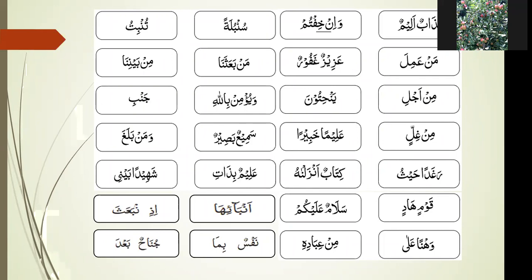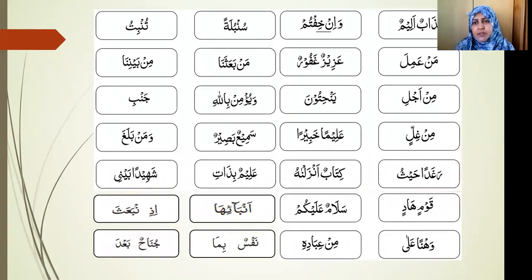Min ajli. Ahsanti. So which rule did you apply on the Noon Sakin here? So this is Id-haar because the noon sukun is followed by alif, which is an Id-haar letter, a throat letter which comes from the bottom part of your throat.